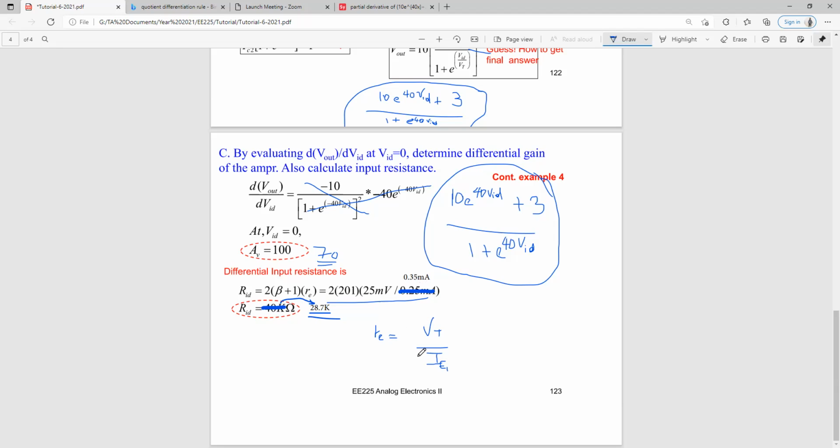Directly substituting our re formula and knowing our beta value, that is 200, we get 2 into 201, because beta plus 1 is 200 plus 1, into our re value, which is VT, that is 25 millivolts, divided by our IE value, that is half of my I, so 0.35 milliamps. So our input resistance becomes 28.7 kilo ohms.